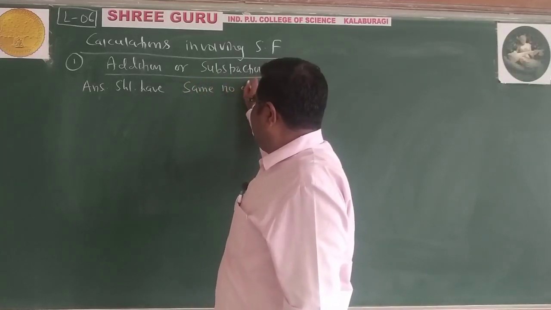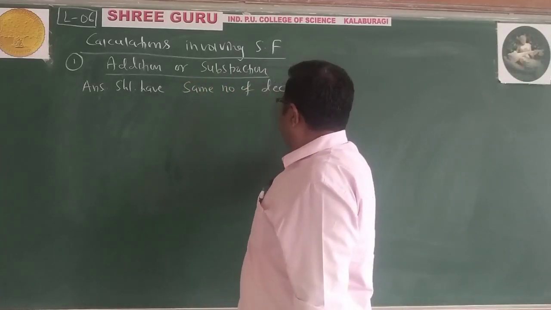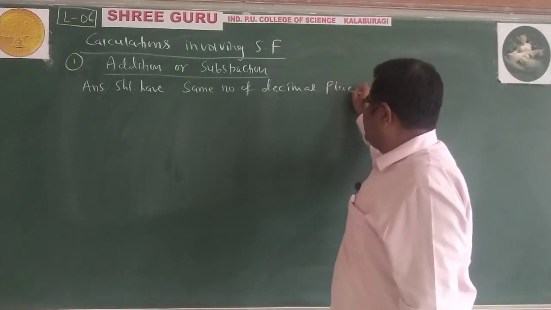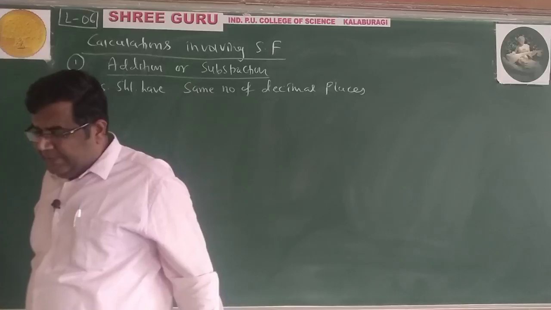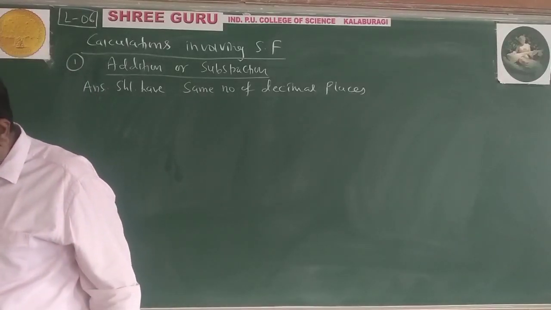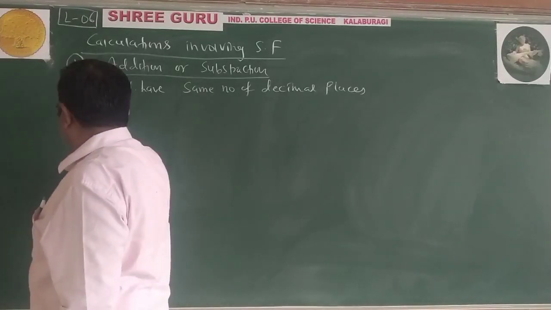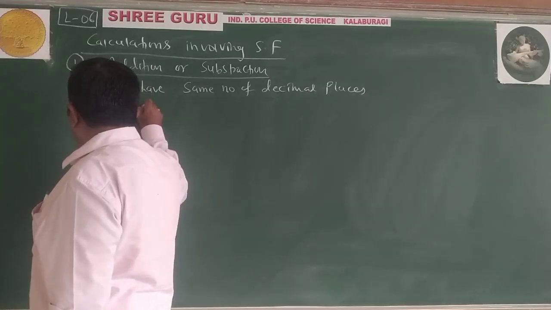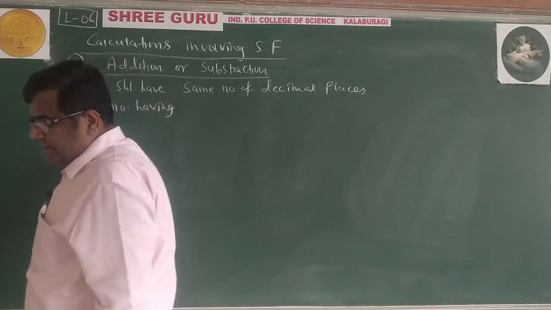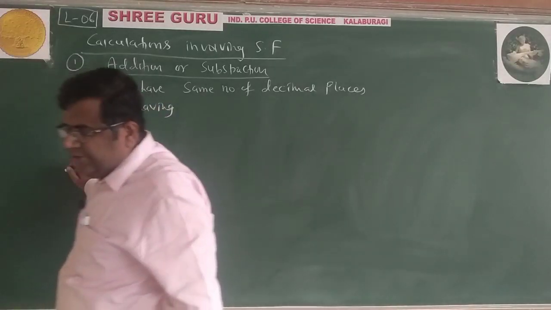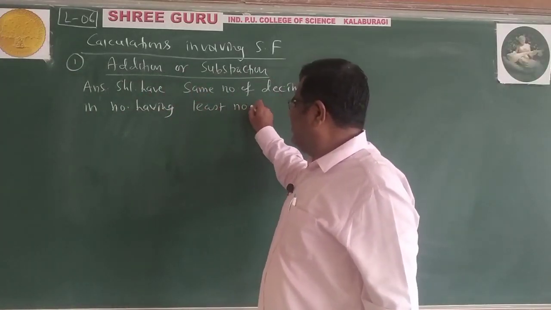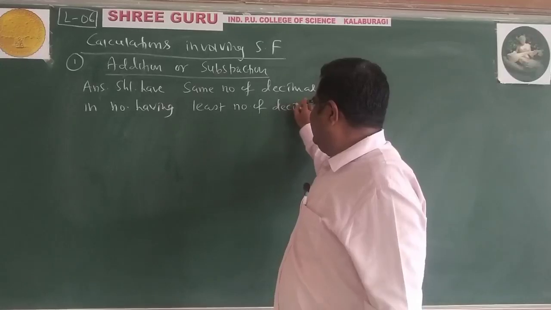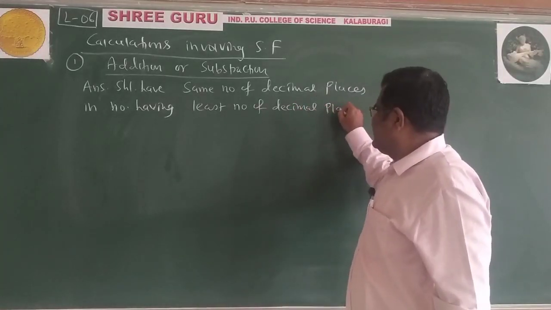Same number of decimal places. Same number of decimal places in the number having the least number of decimal places. Least number of decimal places.